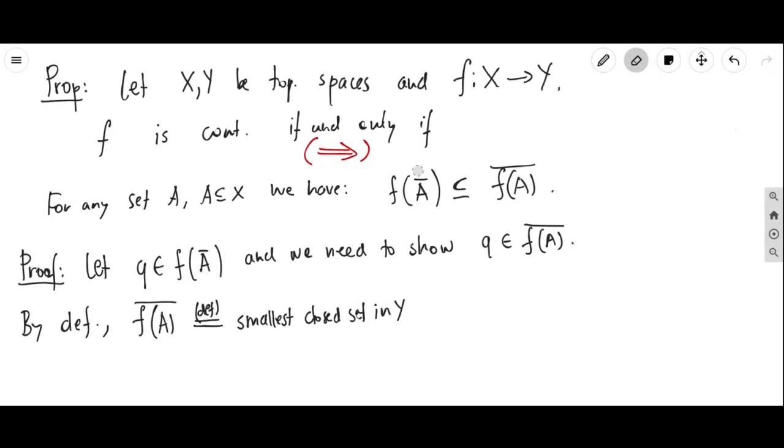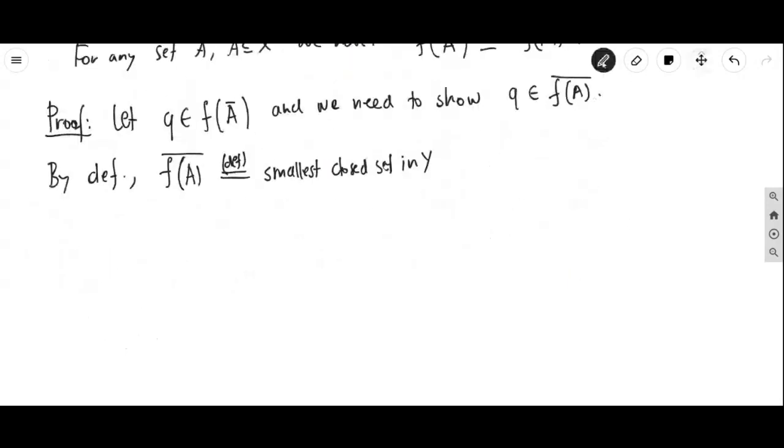And by the way, there are two different closures over here. This is the closure with respect to X, because A is a subset of X. And this is the closure with respect to Y, because f of A is a subset of Y. So it's left to the reader, whenever you write something like that, to interpret which closure is which. It's whichever one makes sense. So this is the smallest closed set in Y which contains f of A.